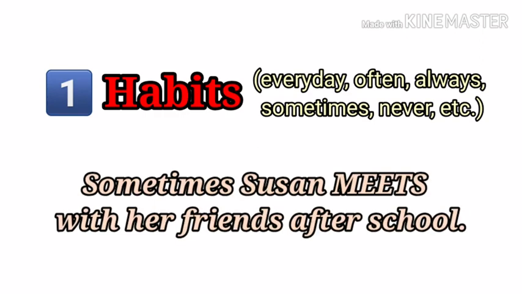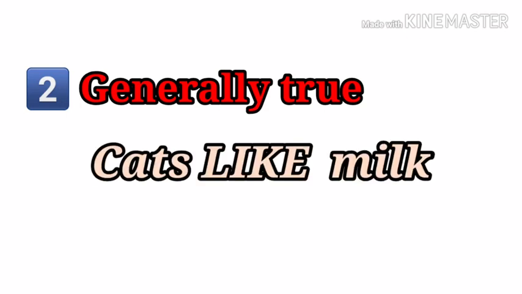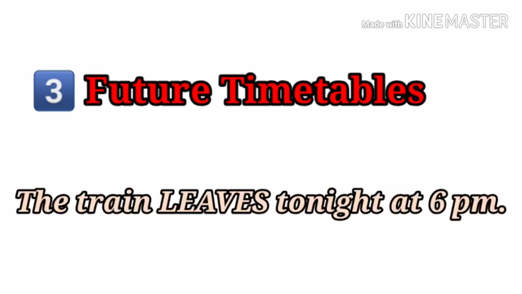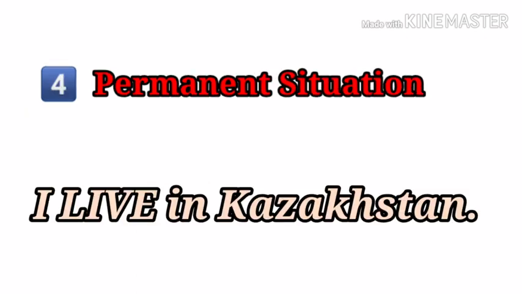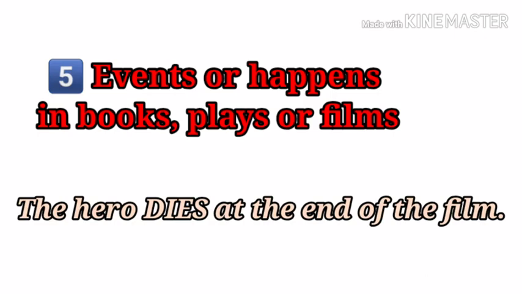For example, sometimes Susan meets with her friends after school. Secondly, for generally true facts. For example, cats like milk. Thirdly, for future timetables. For example, the train leaves tonight at 6 p.m. Next, for permanent situations, I live in Kazakhstan. And for events or things that happen in books, plays, or films. For example, the hero dies at the end of the film.